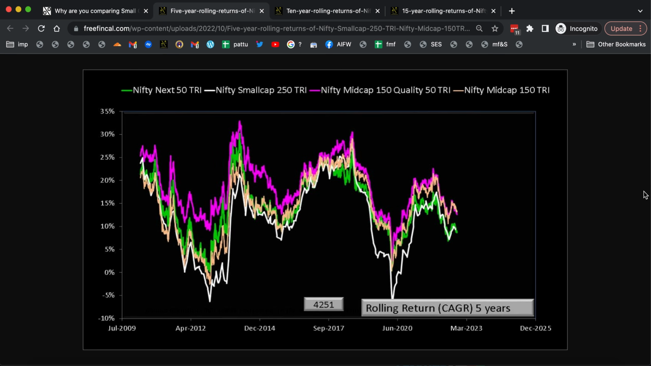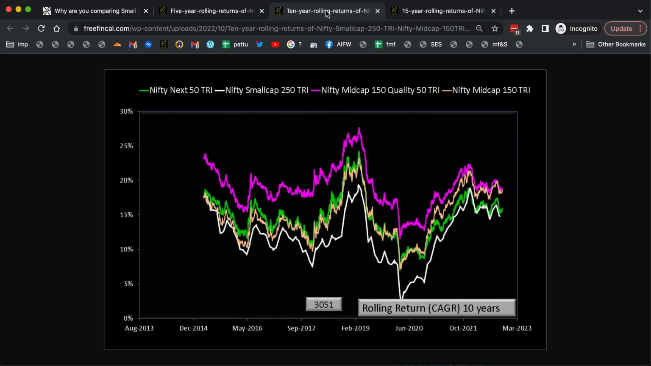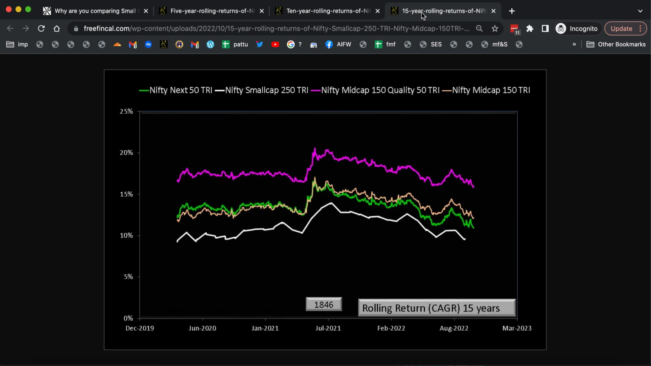And you can see that typically the small cap index has been the backbencher. It's been the bottommost performer over 5 years. Then some people say, oh, over the long term it will work. No, the small cap index has not worked over 10 years. Over 10 years again it has been the backbencher. Of course, now we have only 3,000 data points. Over 15 years we have only about 1,800 data points. Again it has been the backbencher.